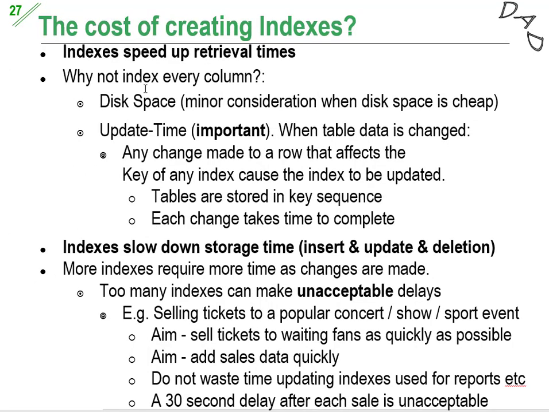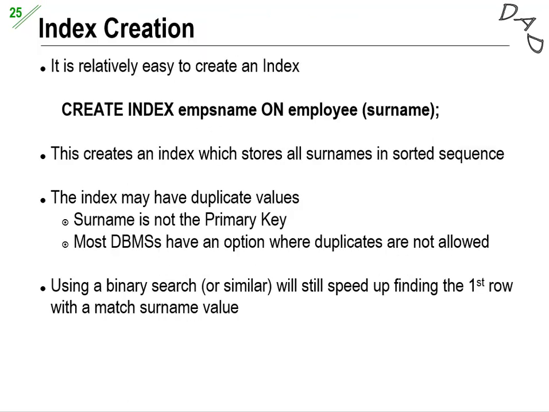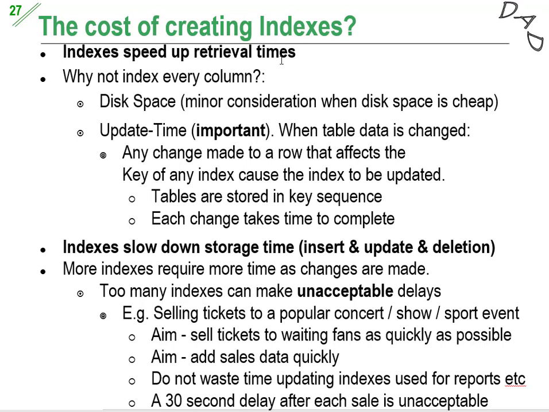So what is the cost of creating indexes? Can we create as many indexes as possible? Since we can create indexes, what are the costs and what are the advantages? Let's think about the advantages first. Indexes basically speed up the data retrieval times. The other question is, why can't we create an index for each and every column? If you have 5 columns in your table, why can't we create an index for each? We know how to create an index, so why can't we create indexes on each and every column?